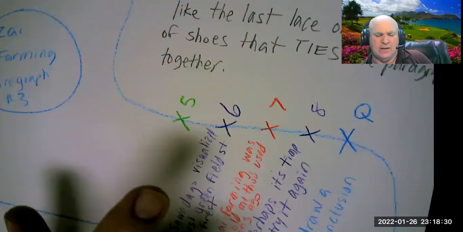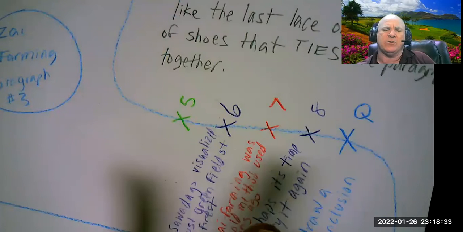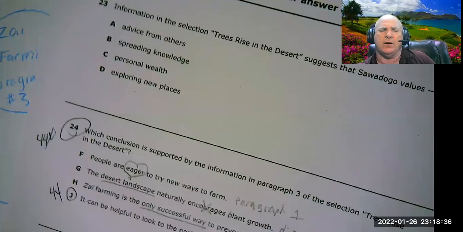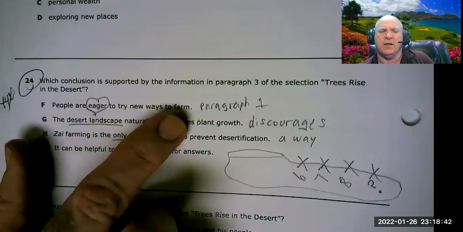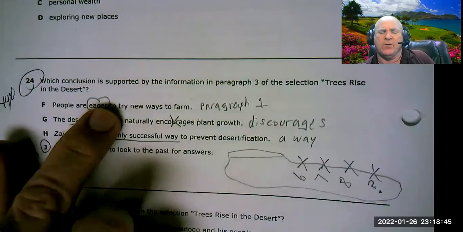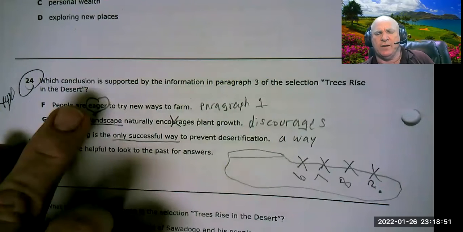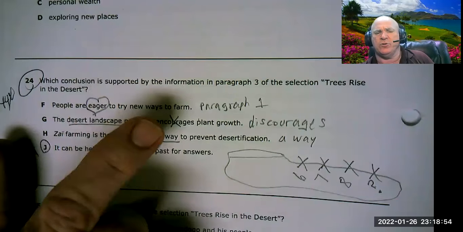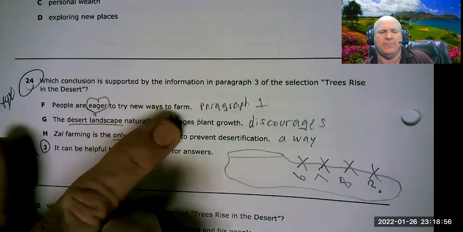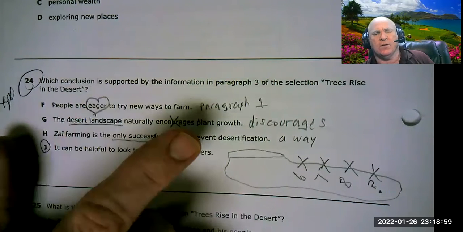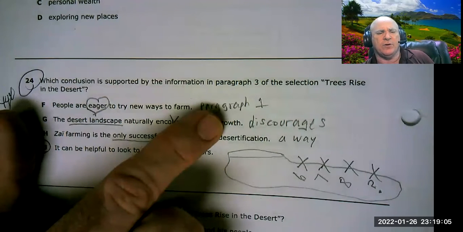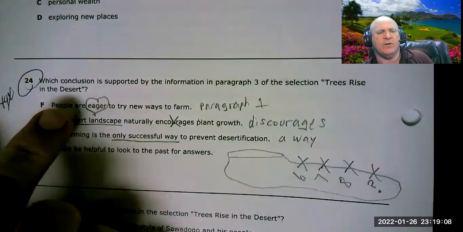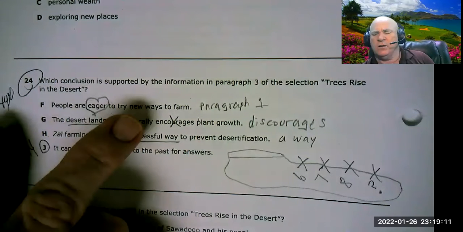What is it that they said at the end? And so let's take a look at our answer choices and see: people are eager to learn new ways to farm. In paragraph 1, eager is an emotion. There was no anxiety. People were making fun of the old ways of farming. That would have been the truth. But in paragraph 1, it was people making fun.